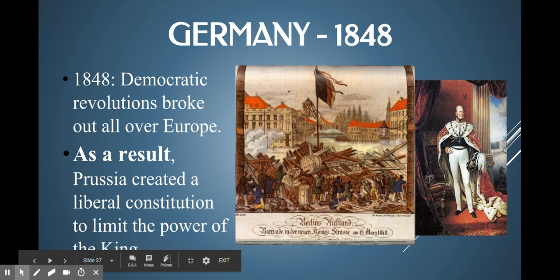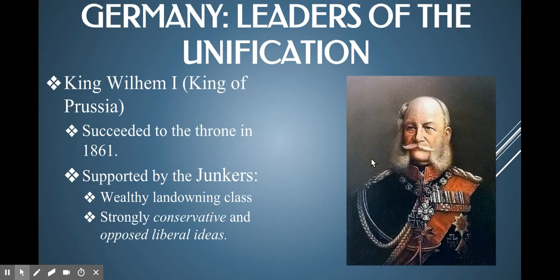So in 1848, Germany would also experience those revolutions, which were a failure. But in Prussia, they were able to create a liberal constitution and limit the power of the king. And so there was some progress made there. King William I is the King of Prussia. He comes to the throne in 1861.